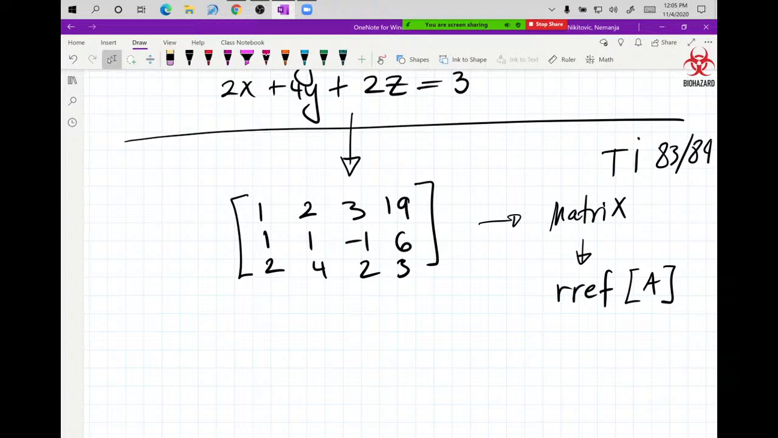I am going to actually try this real quick. So you go with the second button, you push matrix, and then you go to edit. You enter your 3x4 matrix, and then you just type in the numbers: 1, 2, 3, 19. That's the first row. The second row is 1, 1, -1, and 6. And then 2, 4, 2, and then 3.